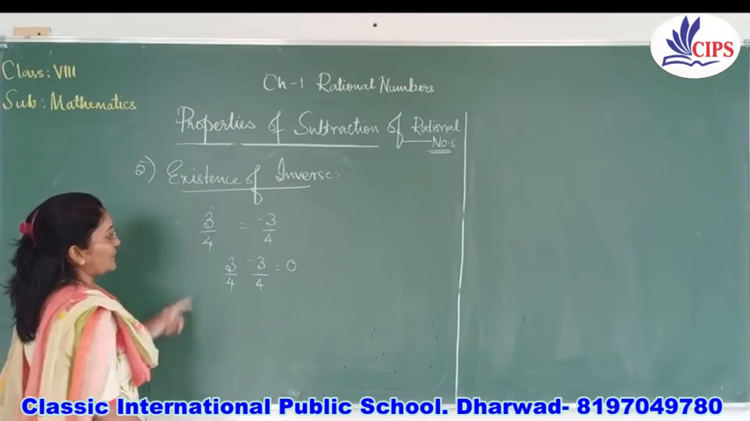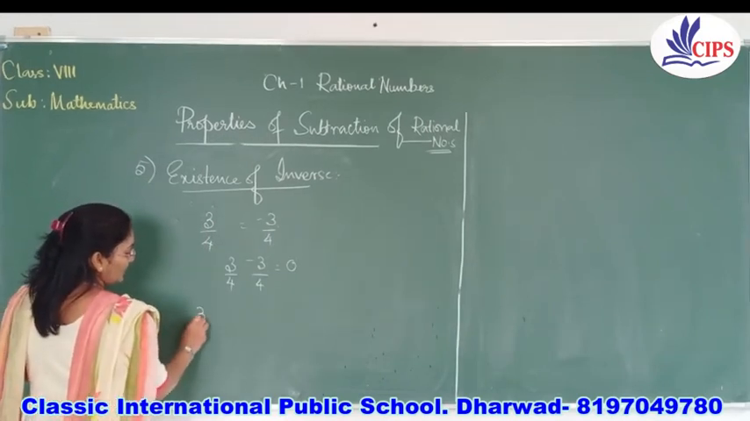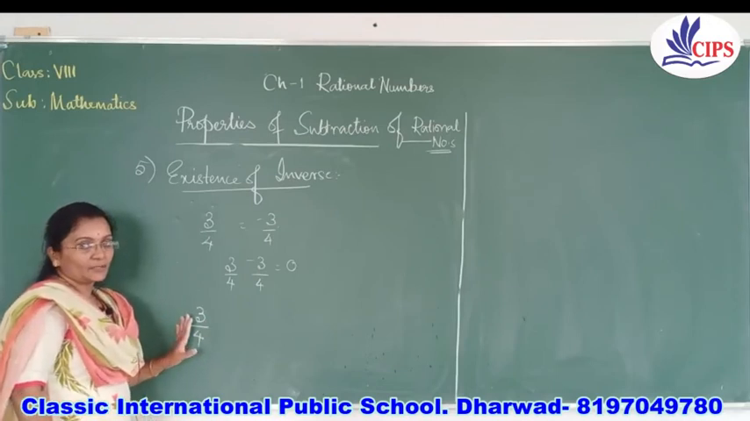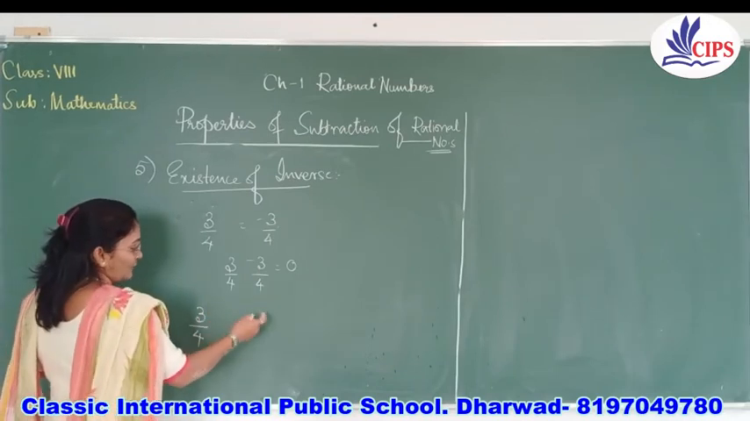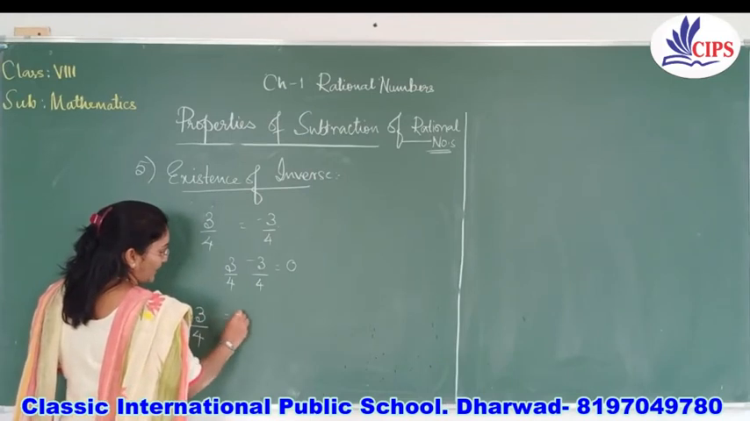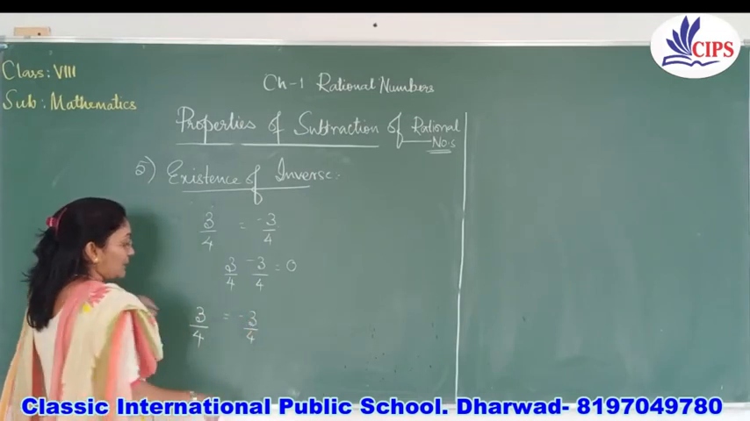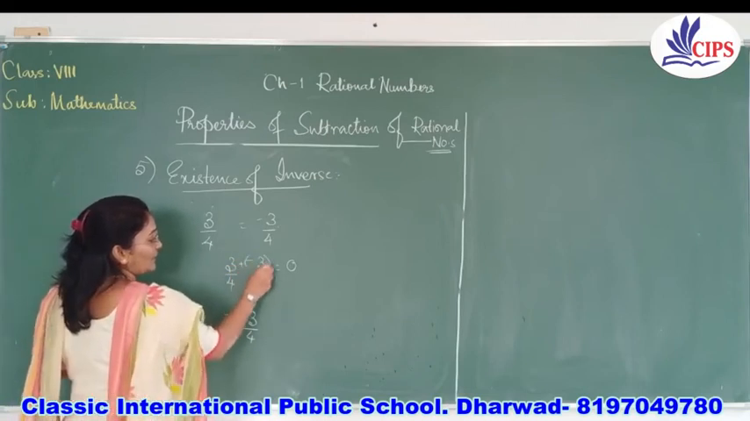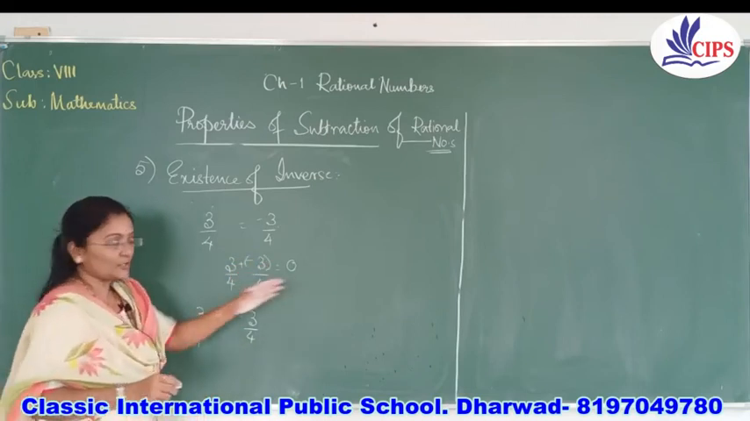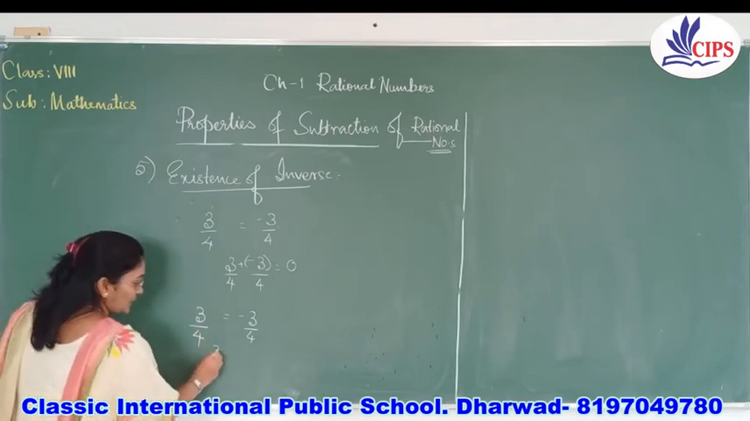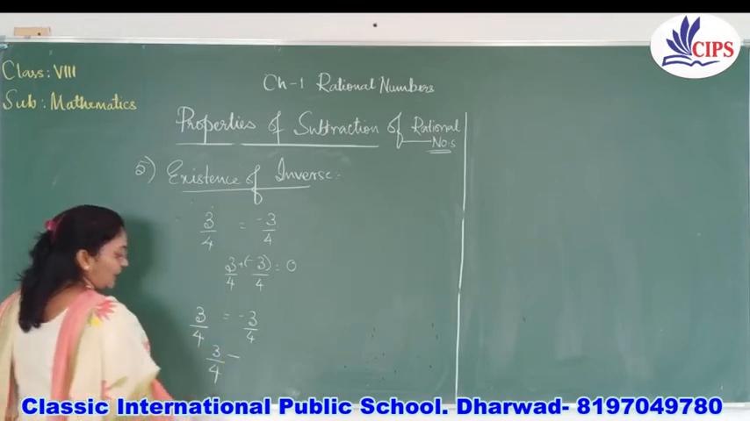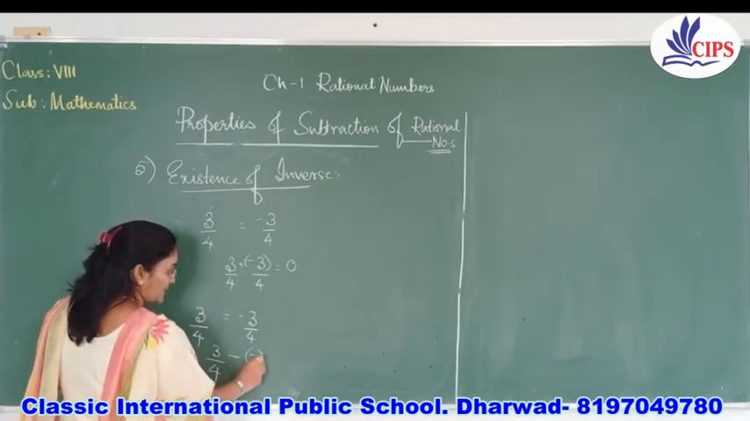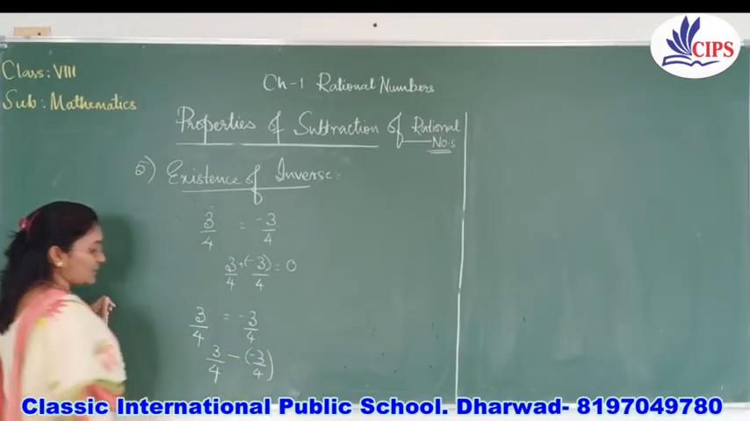But in subtraction, it's different. Say 3 by 4 is a given rational number. Now the additive inverse of that will be minus 3 by 4. It was addition, so what did we do? We put it in the bracket and added, and we got 0. But in subtraction, we have to write a minus sign because we are subtracting, and the number will be minus 3 by 4 because it's the additive inverse.